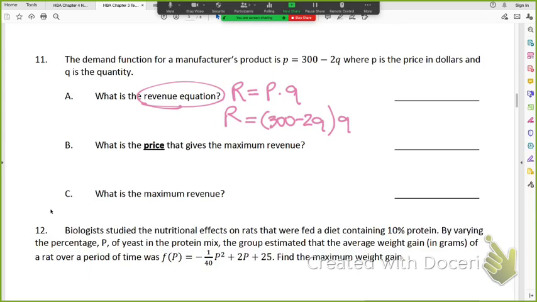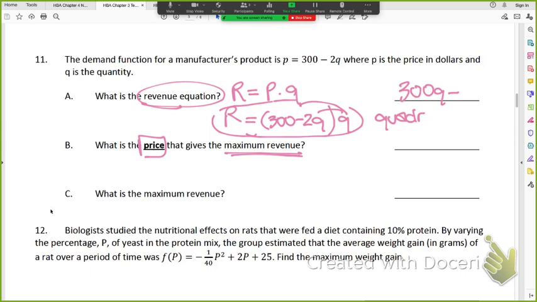What is the price that gives the maximum revenue? What kind of equation is this? It's a quadratic. Why is it a quadratic? Because you can distribute this in, and it is 300q minus 2q squared, or 200q minus 2q squared. When they ask about the maximum of that kind of formula, what part of that are they talking about? Think quadratic. The top part, what's that called? The maximum or the vertex. So just plug that in and find the max of it.